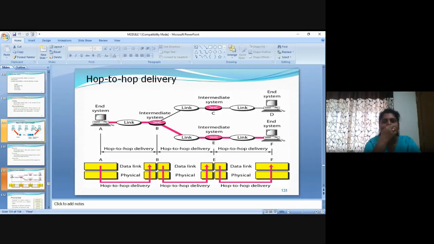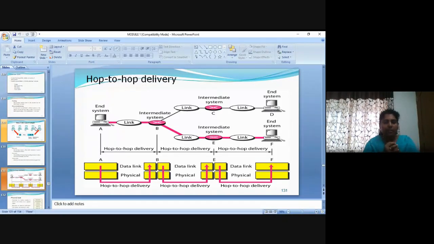Now you can see in the diagram what it exactly means. You have a device A and your destination is device F. Now you have many intermediate nodes, marked as B, E, and C. Now I have selected which path I have to go, and hop to hop delivery or node to node delivery is the responsibility of the data link layer. Hop means which is the next stop I have to take care of. There you will have a physical address as well as a logical address. Each node will have that.